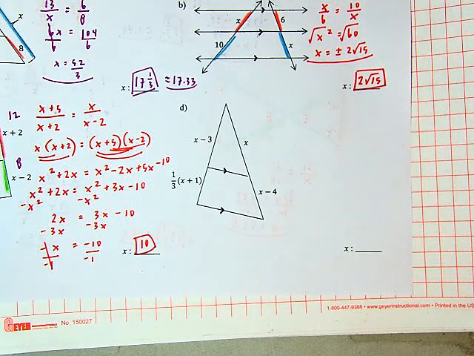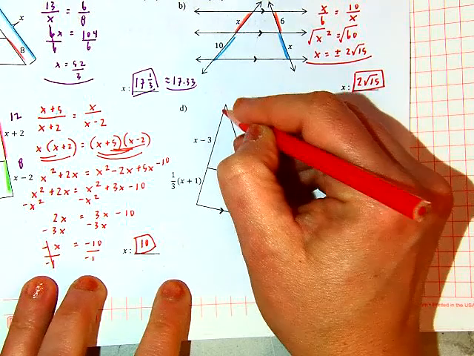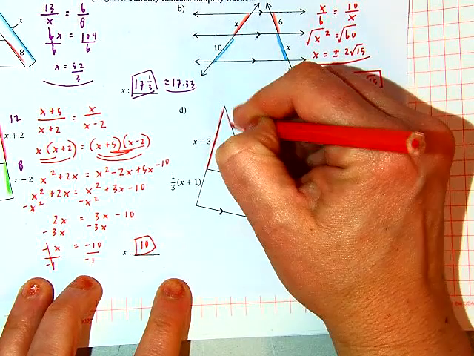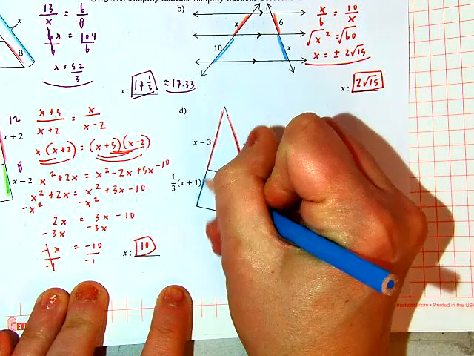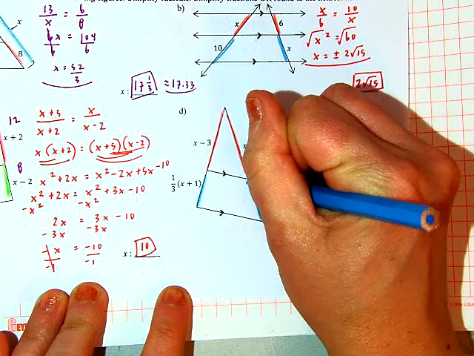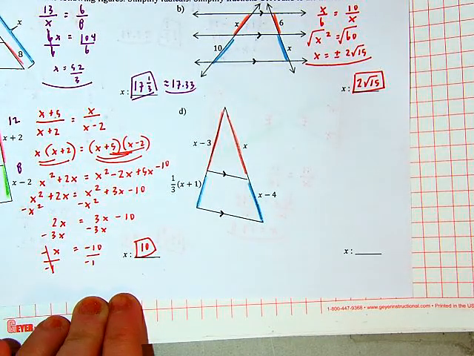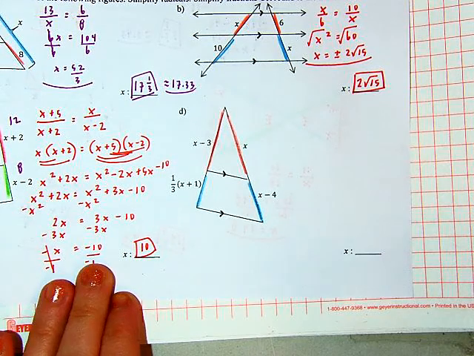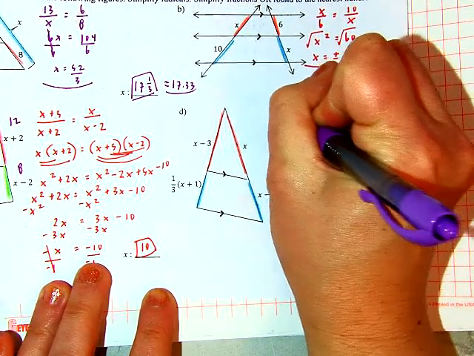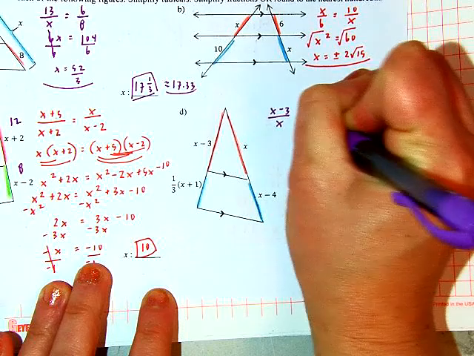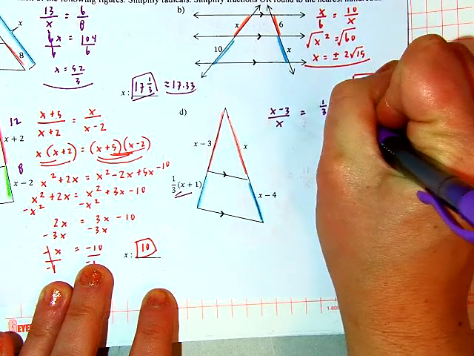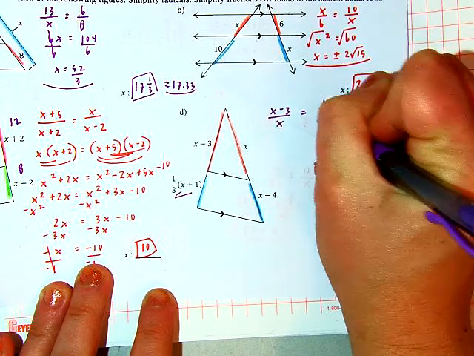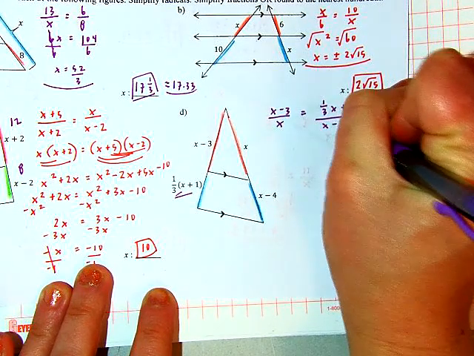All right, so again, I can use my shortcut. I can use the side splitter. So I can see that right here, x minus 3 is to x, as 1/3 of the package x plus 1 is to x minus 4. Okay, so let me build that proportion. So x minus 3 is to x, just as, and I'm just going to distribute that 1/3 to make my life easier. So 1/3 x plus 1/3 over x minus 4.